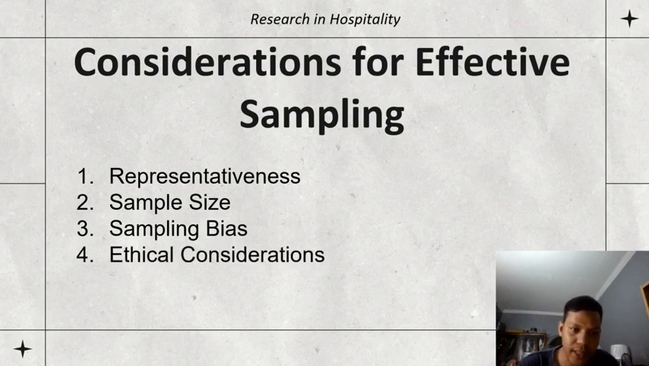And lastly, the fourth one is the ethical considerations. It is important to respect the participants' rights and ensure informed consent and confidentiality. That is why in your questionnaire, if you put a name and then a blank, you need to use the word optional, because we give the respondents the right to confidentiality.